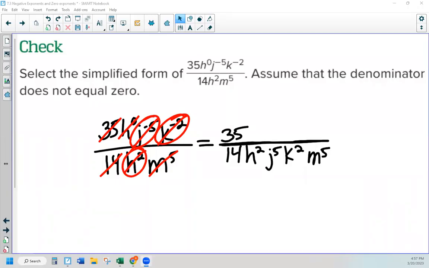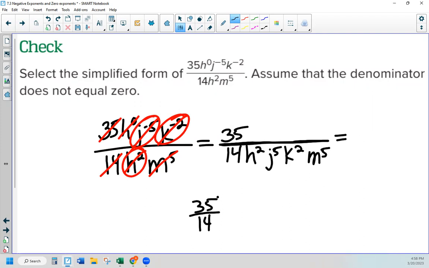All right. Oh, wait. You know what I noticed? Did anybody catch this? The 35 and 14. 5 times 7 will give me 35, and 2 times 7 gives 14. So I can divide 35 and 14 both by 7. Oh, Mr. C almost got this wrong. So this will give me 5/2.